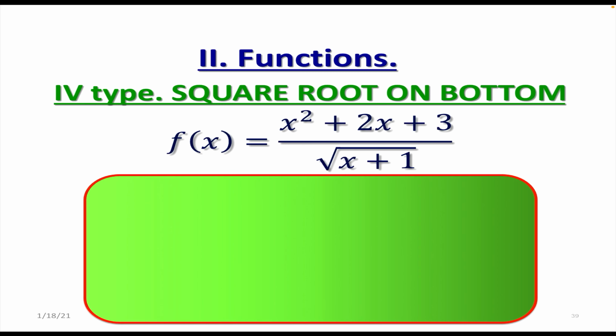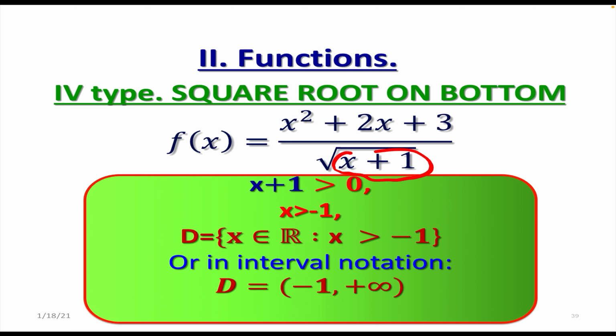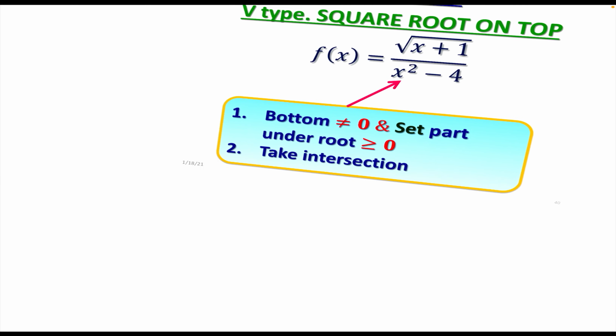Alright, let's work it out. We're going to take this x plus 1 and set it greater than 0. This is basic linear inequality again. X is going to be greater than -1, and the domain is going to be all real values of x satisfying the condition that x is greater than -1. Or using the interval notation, it is going to be the interval from -1, not included, all the way up to positive infinity. Perfect.